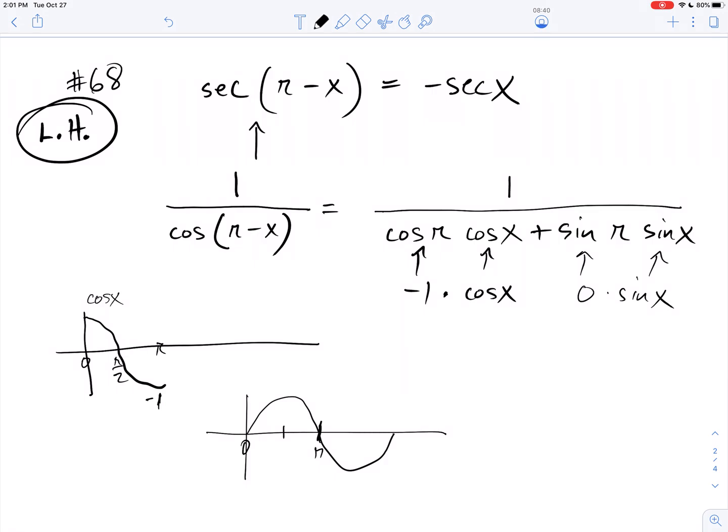So what happens in this problem is I get 1 over negative cosine x, because these guys would cancel each other out. And then I say unto myself, hey, that is just a fancy way to say negative secant x. And voila, I am done. I have proven this identity.